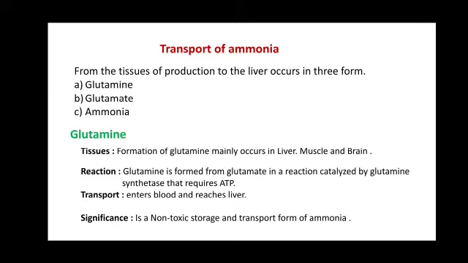As glutamine, the formation of glutamine mainly occurs in liver, muscle and brain. In the reaction, glutamine is formed from glutamate, catalyzed by glutamine synthetase, which requires ATP, and it enters the blood and reaches the liver. So the significance is that it's a non-toxic storage and transport form of ammonia.